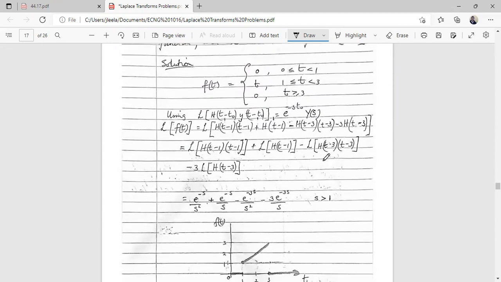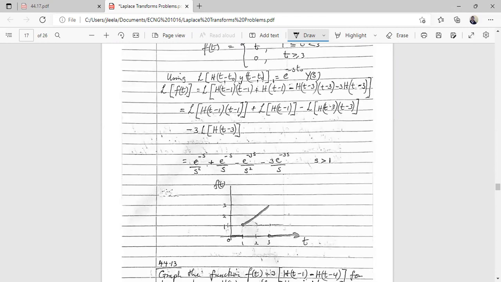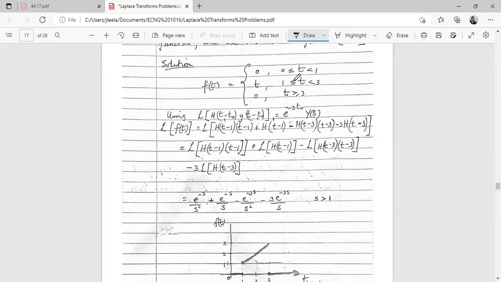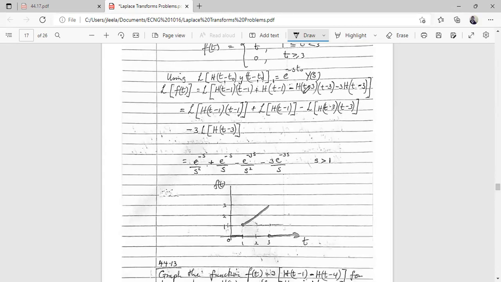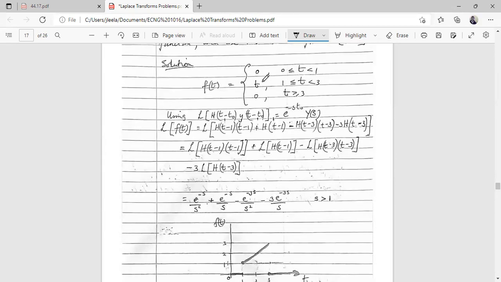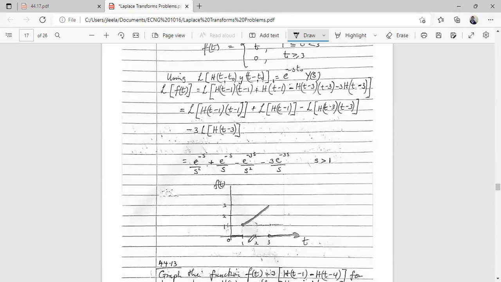And this is your graph here, right? So I think I have this graph correct. Between 0 and 1, the function is 0, right? Between 1 and 3, the function is t, right? So if it's t, it means that the gradient is 1, right?